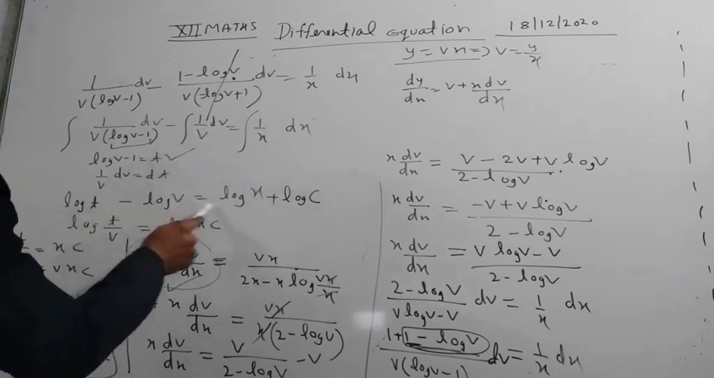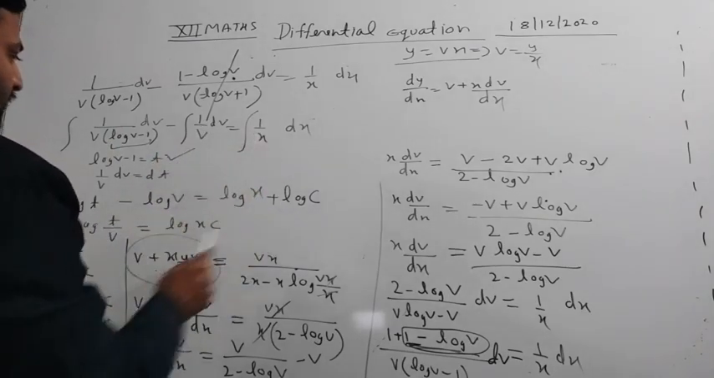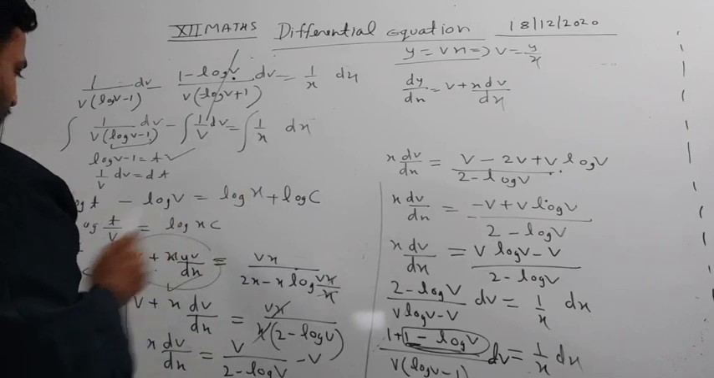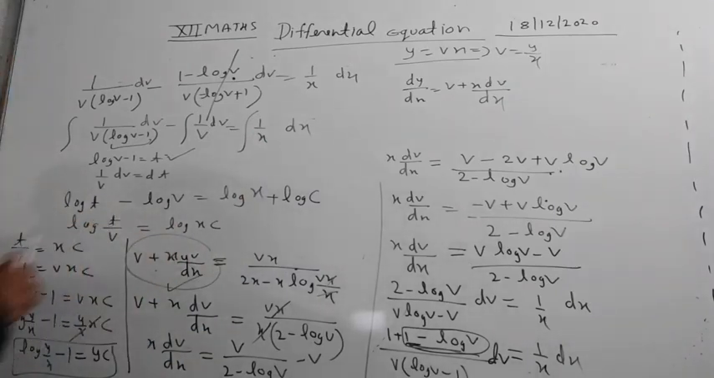Okay student, now we will write log of t, minus log v, and log of x plus log c, so we can write log m into n, log m by n, log and log will reduce. So t by v is x into c. So t is equal to vxc we can write, and t is log v minus 1, which is vxc. Our v is y by x.